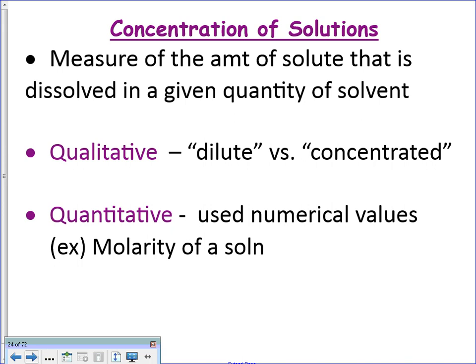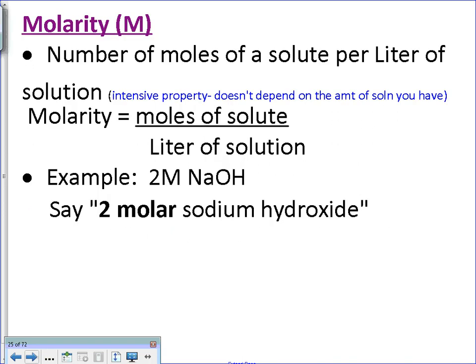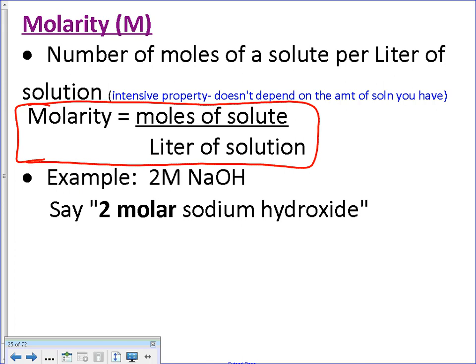Okay, let's talk about molarity now. Molarity. Give me 1 second. That right there, that formula, is going to be your go-to. Write it big on your paper, okay? Write it real big, and then jot down anything from the top that you need.